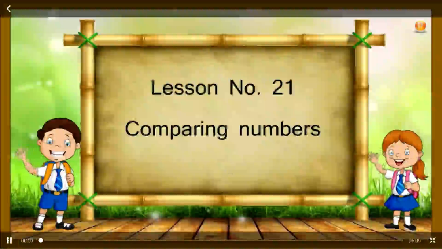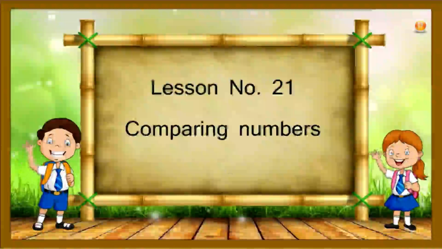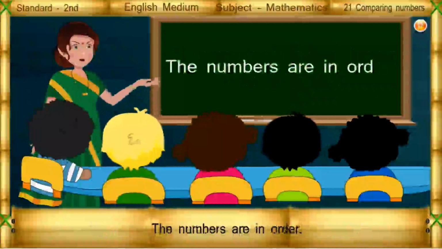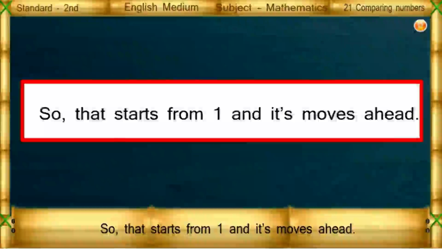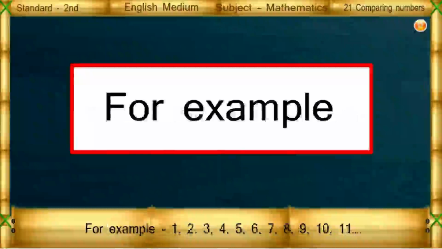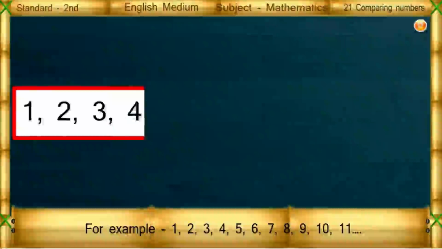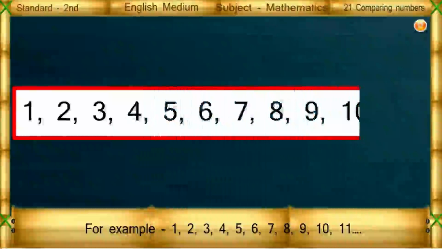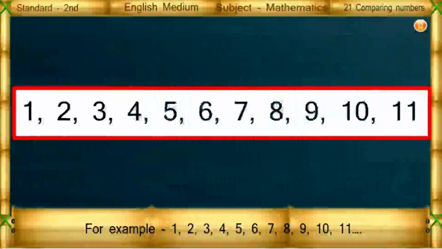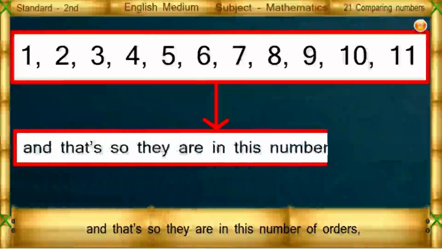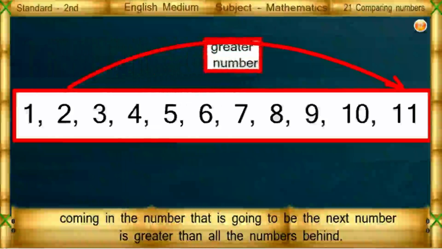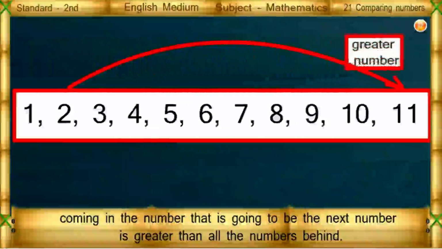Lesson number 21, Comparing Numbers. We are going to learn in this chapter how to identify when numbers are in order. That starts from 1 and moves ahead. For example, 1, 2, 3, 4, 5, 6, 7, 8, 9, 10, 11. So they are in number order. The number coming next is greater than all the numbers behind it.